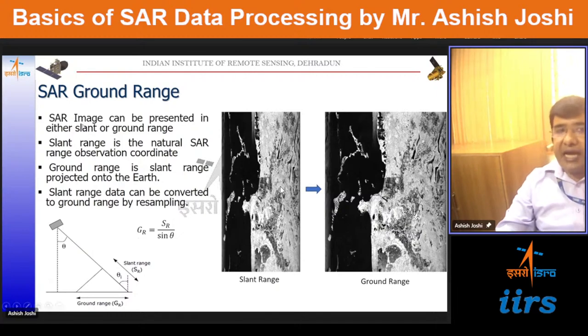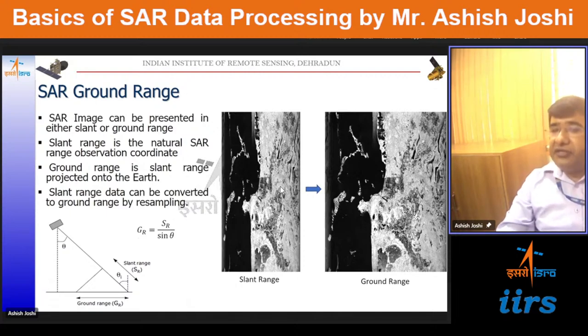The SAR image can be presented in either the slant range or the ground range. Many of the SAR satellites will either provide the SLC data or they can provide the ground range data also. So it depends on your need or your basic application, what you want to do. If you want to do any polarimetric or interferometric application, then you have to go to the SLC data.